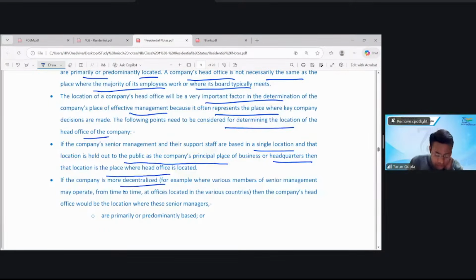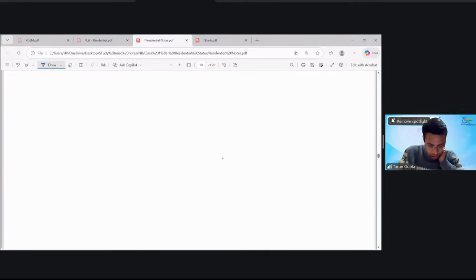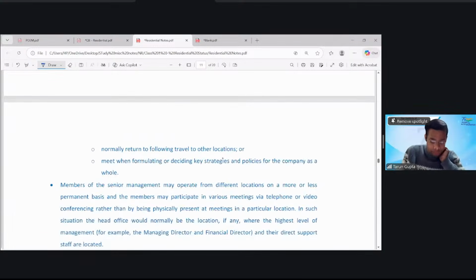If the company is more decentralized, it means the power is distributed at various places. Various members of senior management may operate at offices located in various countries. And the company's head office will be the location where these senior managers are primarily or predominantly based, or where they normally return to following travel, or where they normally meet while formulating or deciding key management strategies and policies for the company as a whole.